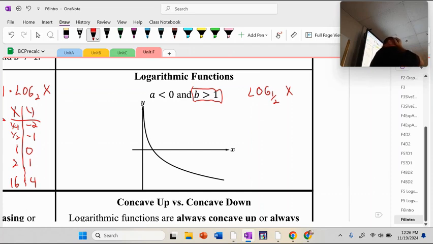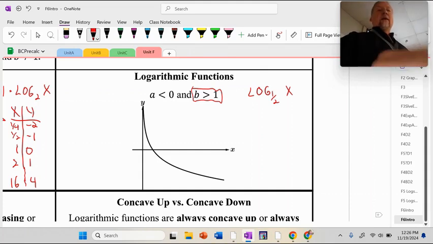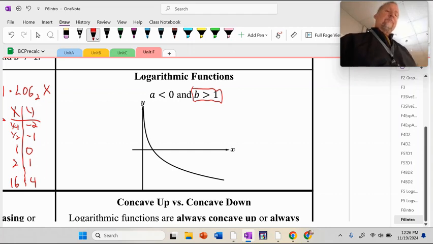0, and then I'd plug in a half. What's log base half of a half? 1. Then I plug in a fourth. What's log base half of a fourth? 2. And you'd still get this looking picture if you imagine those points. So I don't know why the AP doesn't hold you to that. Let's only do what AP does, but whatever.